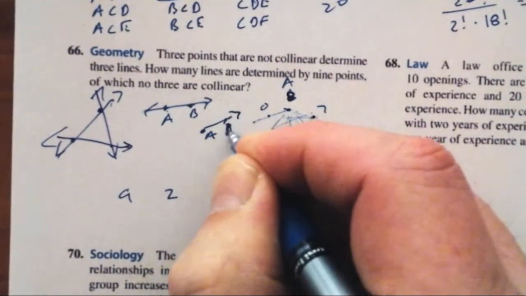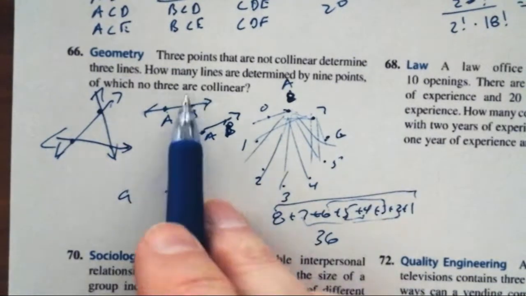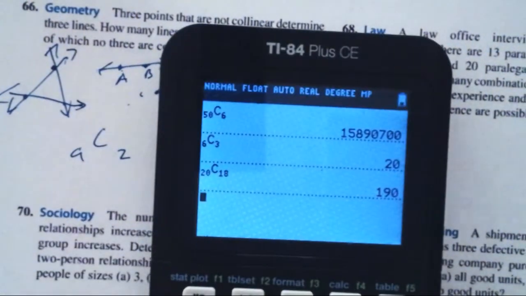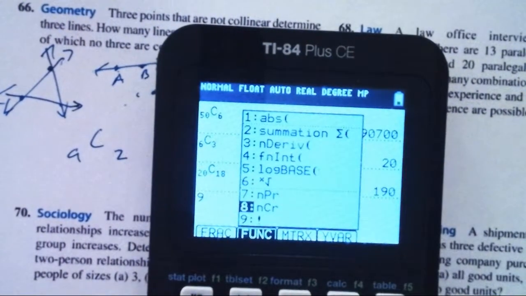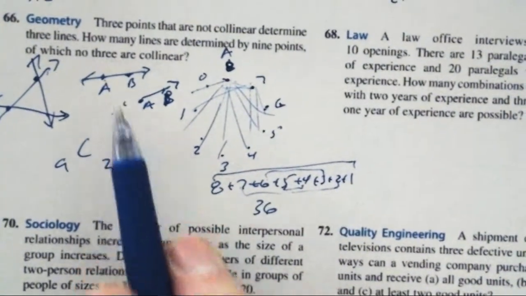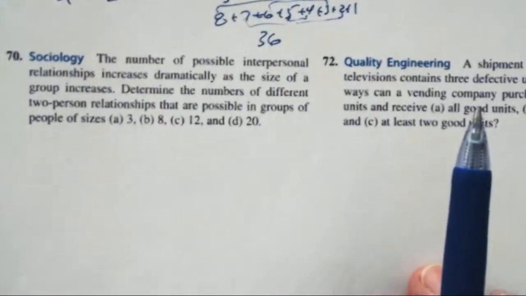A through B versus B through A. Sorry, but the order doesn't matter is what I'm saying. C9, 2. Could we really do that? Let's go 9 alpha window combination 2. And there it is, there's our 36. So what constitutes a line? Any 2 points.